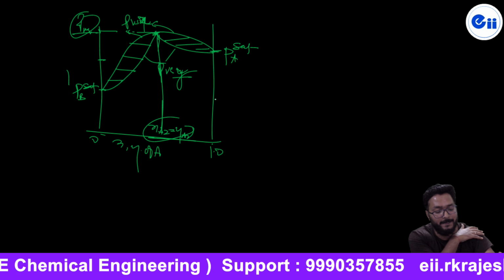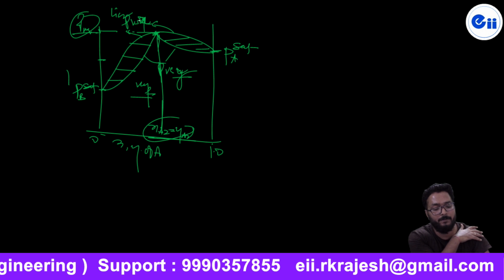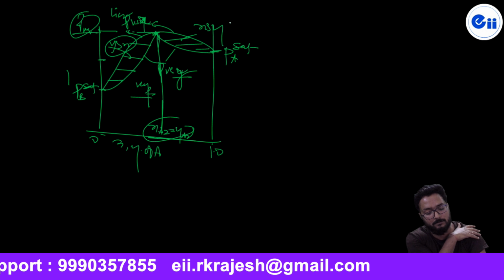Because what is above? The liquid phase. Here it is the vapor phase. It is pressure. P versus x, P versus y. And here y is more than x, and here x is more than y. You can check it.